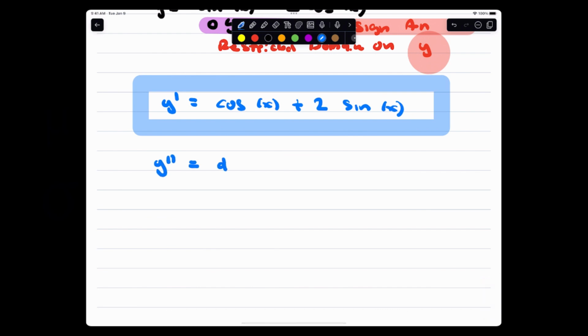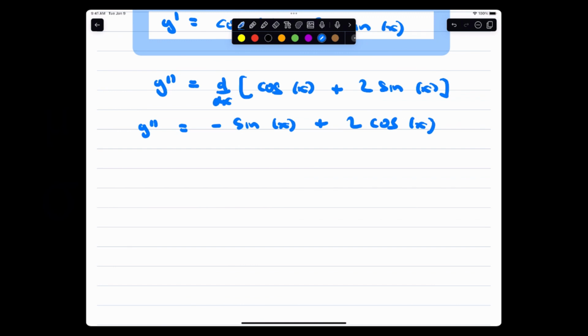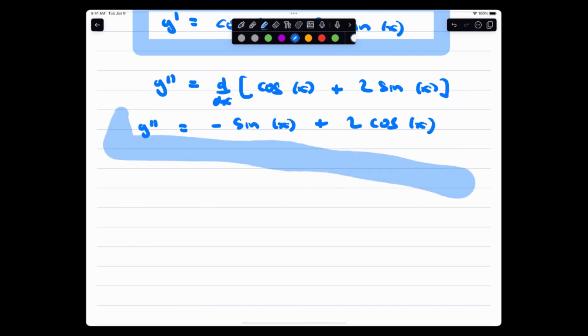Second derivative. What's that going to be? Cosine plus 2 what? Sine. Okay. Do you guys know how to do derivatives yet? What's the derivative of cosine? Okay, what's the derivative of 2 sine? 2 cosine. Good, that's what I mean. All right, minus sine, and now this is the second derivative, so we want to get that second derivative, right?